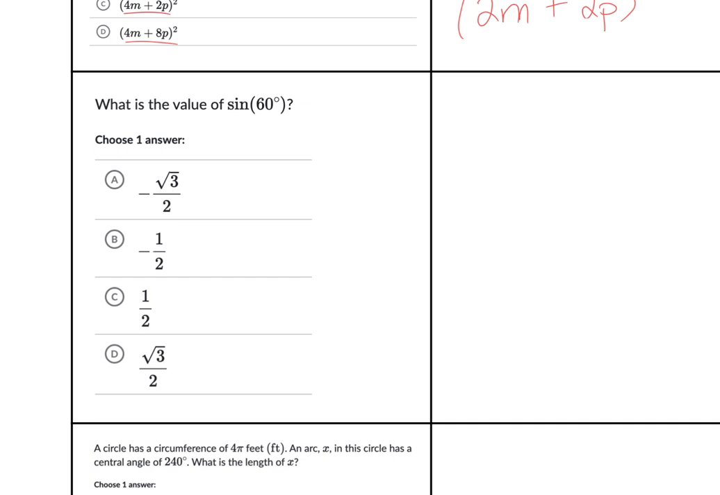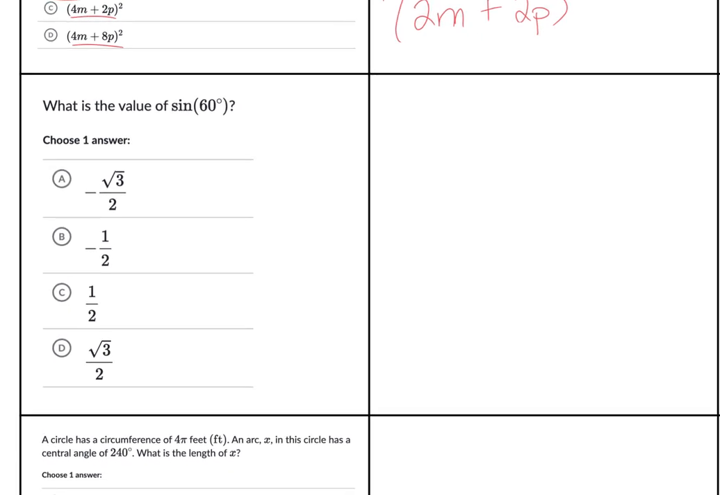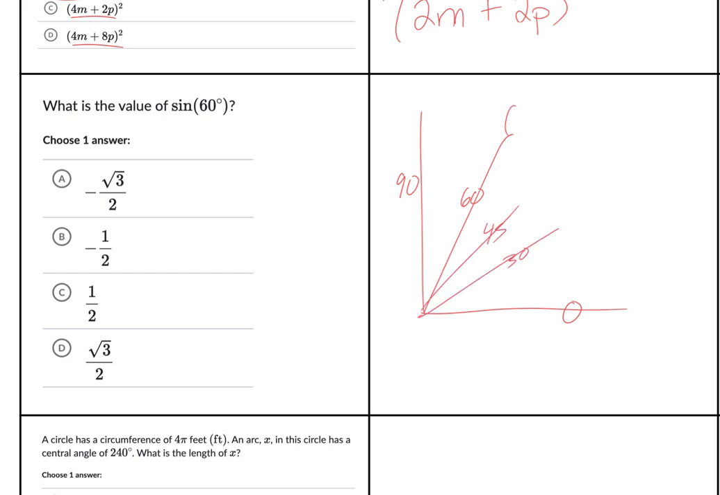Okay, what is the value of sine of 60? This is from our unit circle. So you need to think through what our unit circle says. So here is 0, here is 90 degrees, so this is the 60, 45, 30. So sine is the y value here, and we have 1/2, square root of 3 over 2, and so our answer is D.